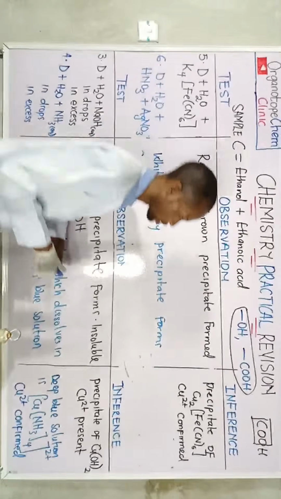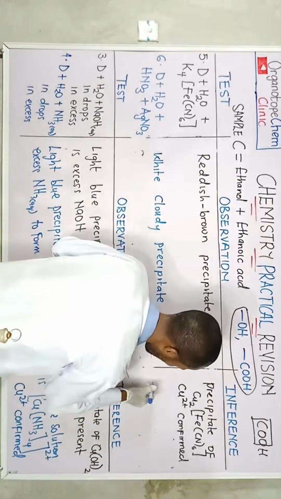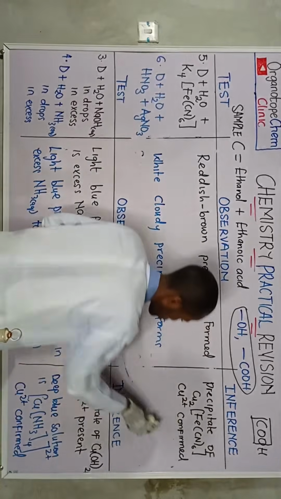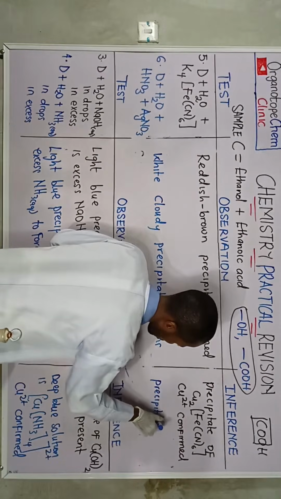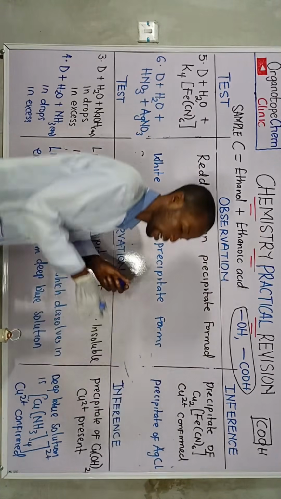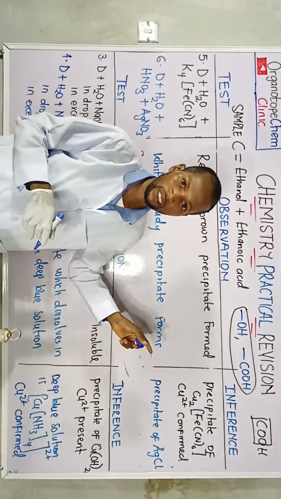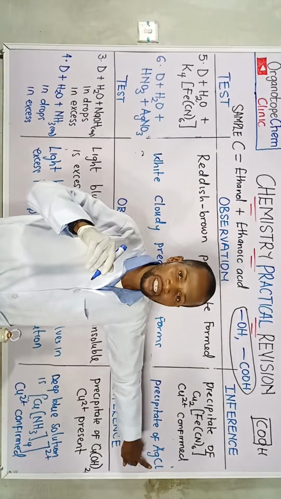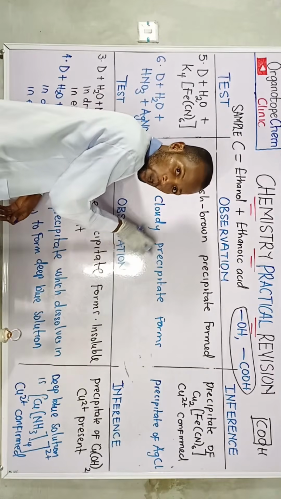So do we have an inference for this test? Yes. We have precipitates of silver chloride, AgCl. Is that okay? Now, we cannot write what we do not see in the inference, okay? I could see silver from silver nitrate, and I could see chloride due to the what? The observation that we got from here, the white cloudy precipitates.